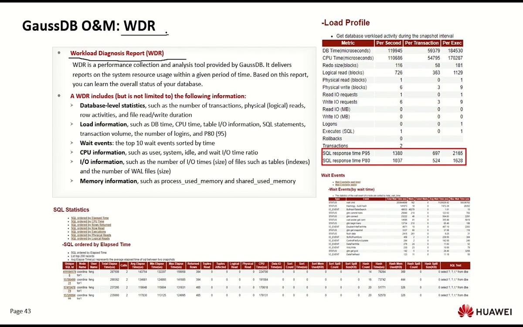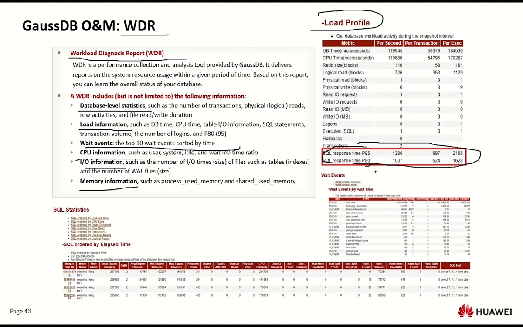It's quite similar to the Oracle AWR. In this, first of all, we can monitor all the database-level status, load information, CPU information, IO information, memory information, and also the wait events. Some of the key information, for example, in the load profile, you will see P80 and P95. That is 80% of your transactions' average processing time, or the 95% of your transactions. Also in the wait events, you will see the waits which most likely relate to how you can tune your database in case you see any bottleneck.